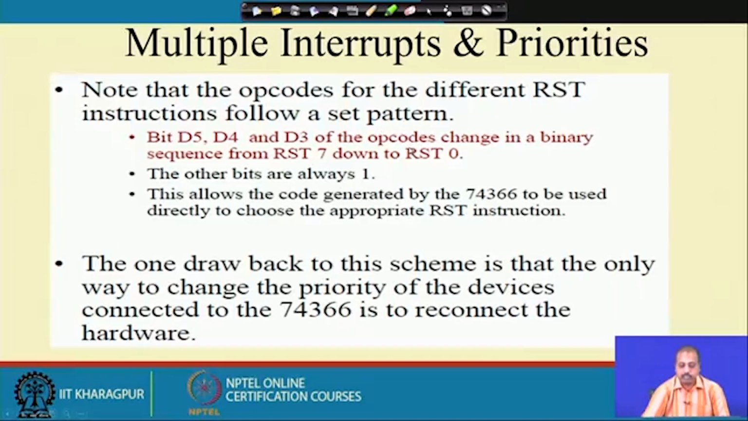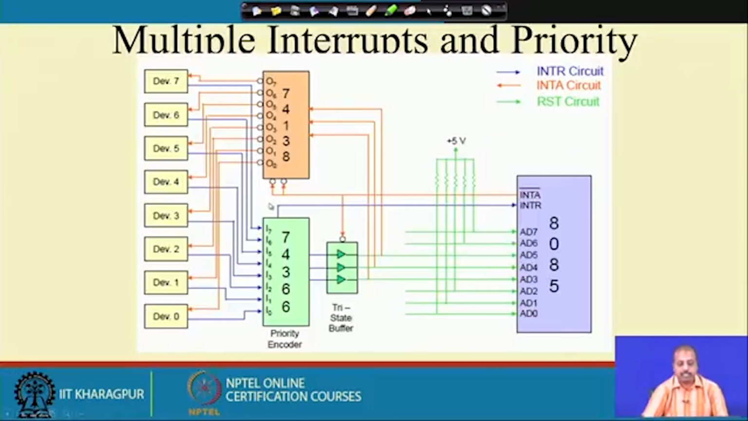I think there is a diagram. In this diagram you see the 74138. This is the priority encoder that we have. The interrupt lines I0 to I7 are connected here. So it is 8 inputs and 3 outputs, and these 3 output lines we can put through some tri-state buffer.